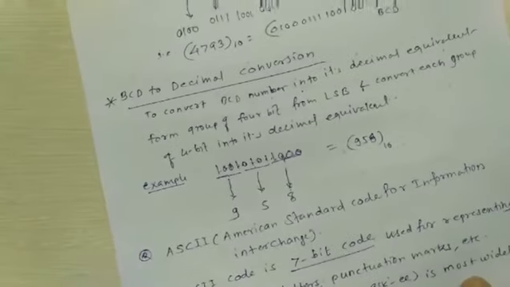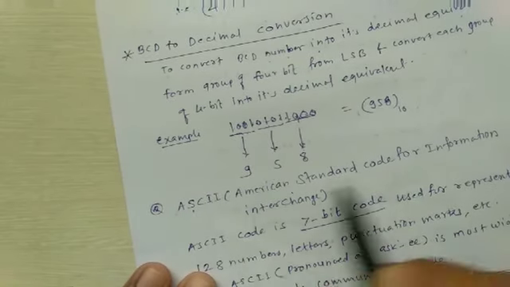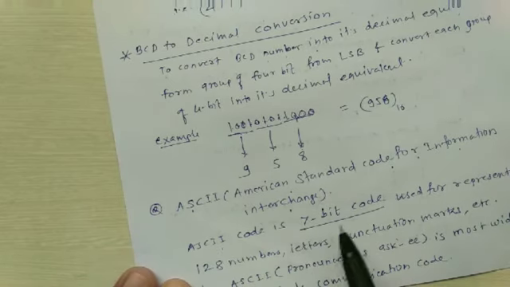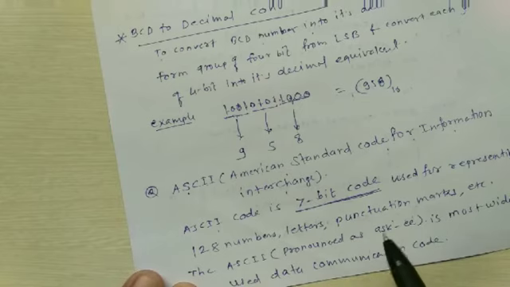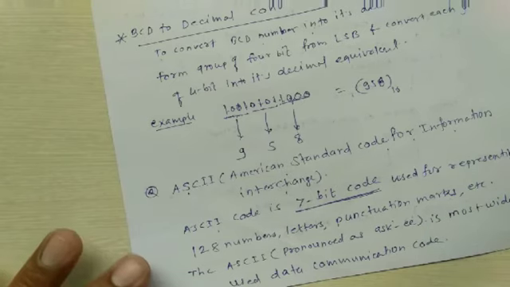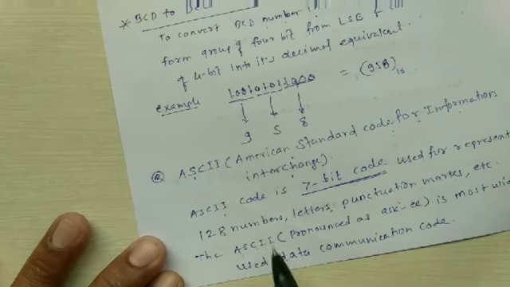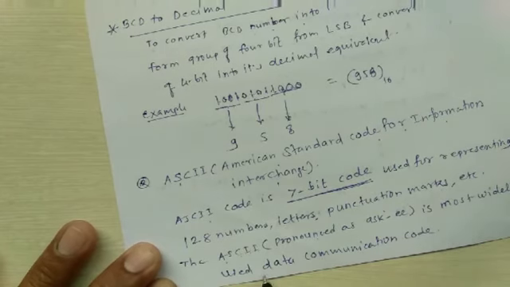The second code is ASCII code. ASCII, American Standard Code for Information Interchange. ASCII code is a 7-bit code. It is used for representing 128 numbers, letters, punctuation marks or other functions. ASCII, pronounced as ASCII, is the most widely used code for data communication.